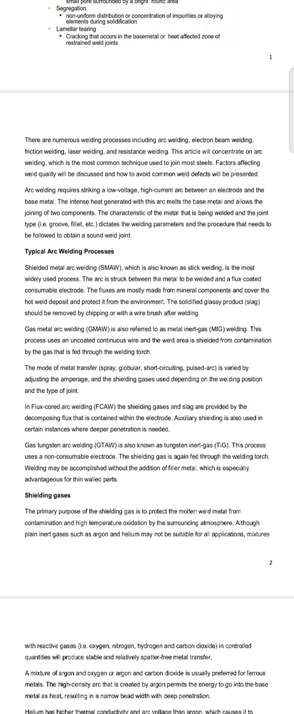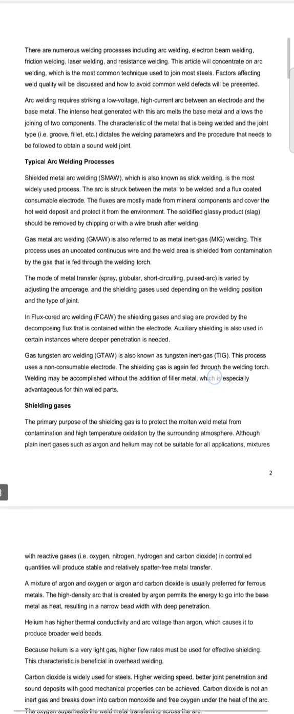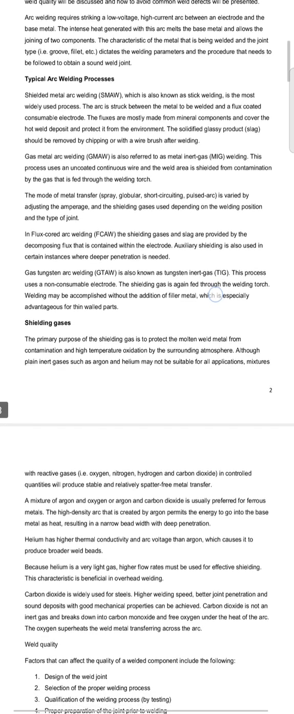In flux core arc welding (FCAW), the shielding gases and slag are provided by the decomposing flux that is contained within the electrode. Auxiliary shielding is also used in certain instances where deeper penetration is needed. Gas tungsten arc welding (GTAW) is also known as tungsten inert gas (TIG). This process uses a non-consumable electrode.